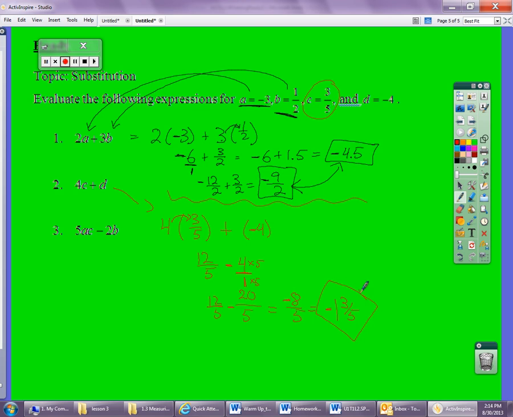And then that is how we evaluate using our expressions by substituting these values in. And there's a couple more problems, complete them, and then we will go over them tomorrow in class.